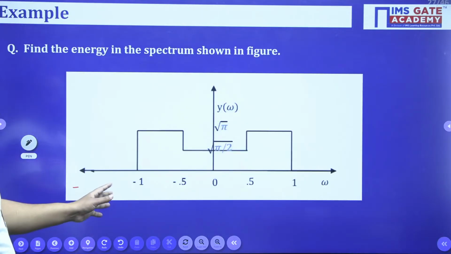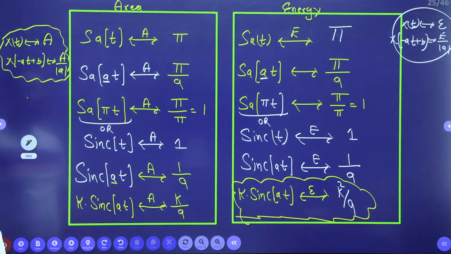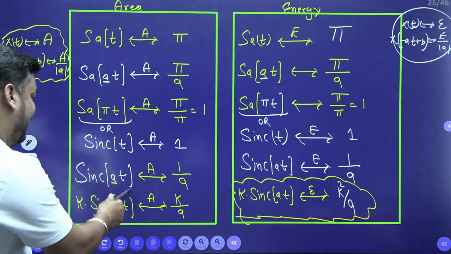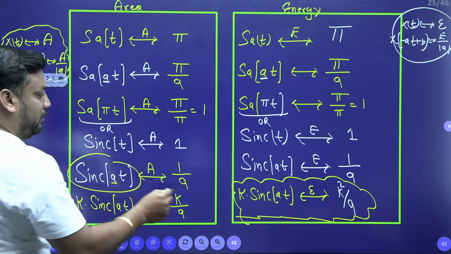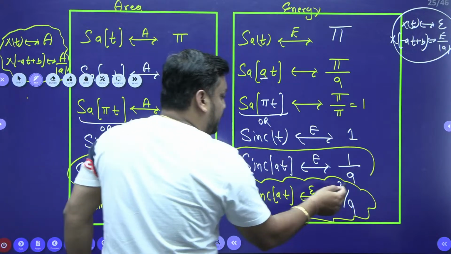बोलो ना, अरे yes or no रे यार बच्चों, बोलो ना. ये जो लिखा है sinc of at, sinc of at का एनर्जी 1 by a, एरिया 1 by a, and again sinc of at का एनर्जी 1 by a.